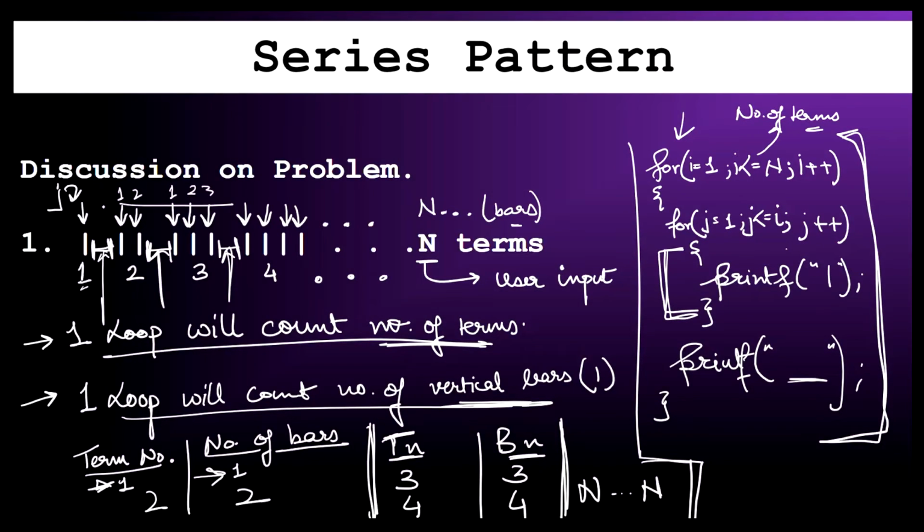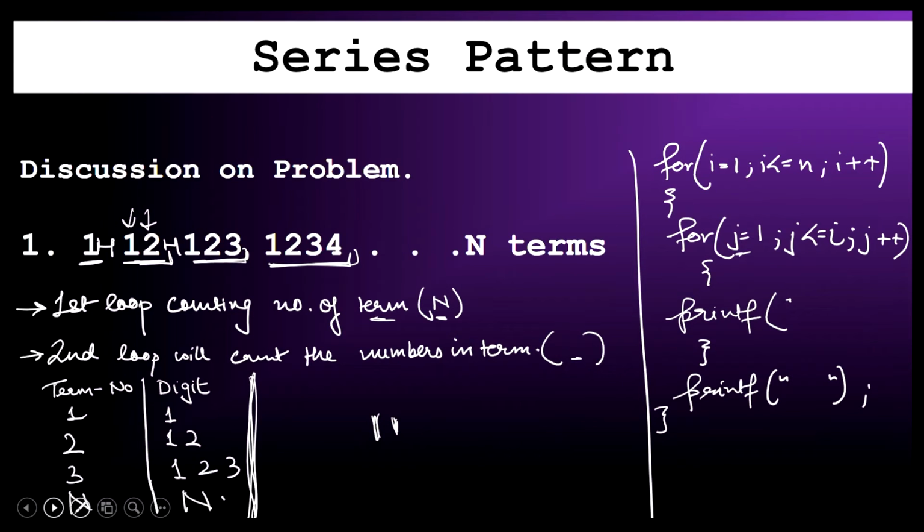Now whose values are these? These values belong to the j loop, right? And this value, that is the term number, belongs to the i loop. So whose value are we actually counting over here? The bar value, right? The number of bars we are counting using the j loop. So instead of counting over here, we are going to directly print it over here.